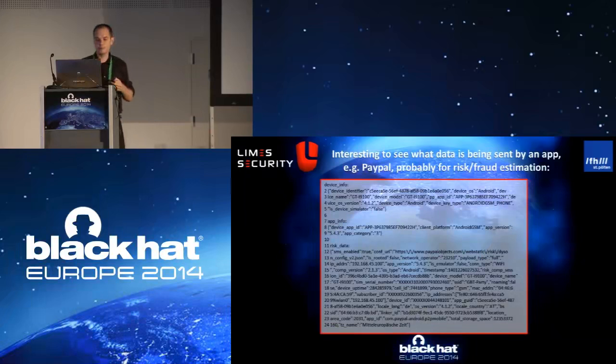But I wasn't aware what kind of data is being sent from the mobile. So that's why I think the purpose is really fraud detection or risk detection. That's why data like this is being sent. But nonetheless, I think it's really worthwhile from time to time to peek into the data that is being sent from your applications out to the internet.